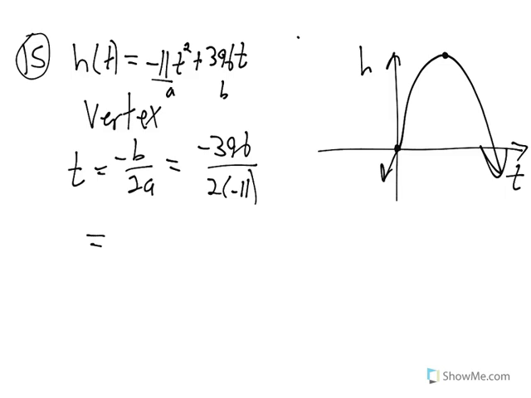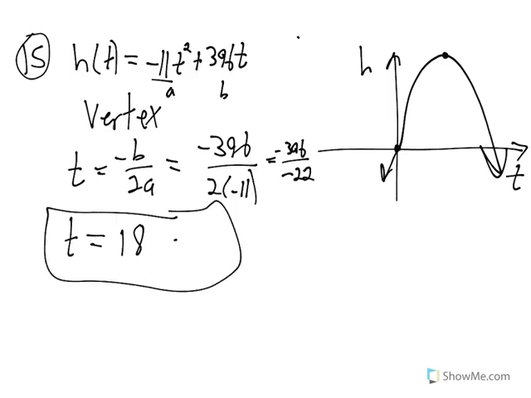And so dividing this out, you should get, let's see, what is that? The negative 396 divided by negative 22 is 18. So it happens 18 seconds into it, right? And that answers the question. After how many seconds does it reach its maximum height? Well, 18 seconds. If they wanted to know what the maximum height was, well, how would you find that? Well, you just plug 18 into the function, right? And there you go.